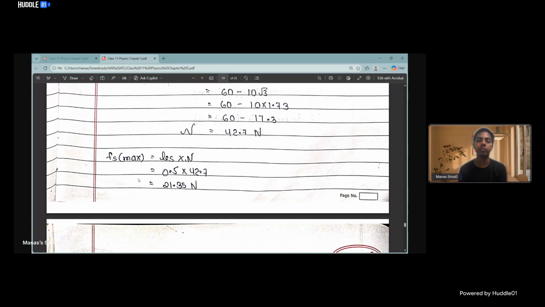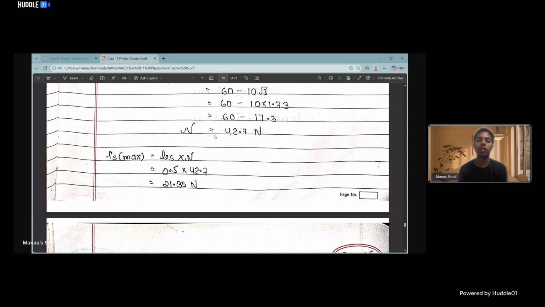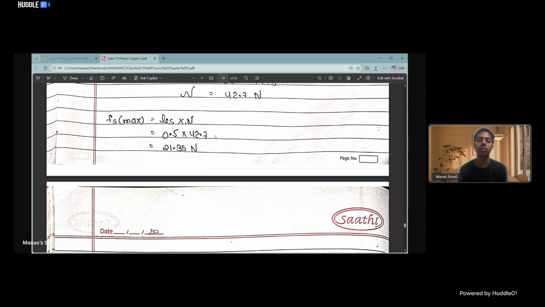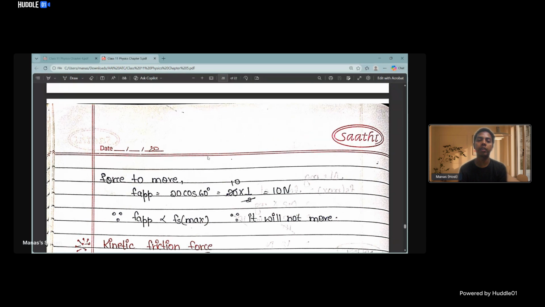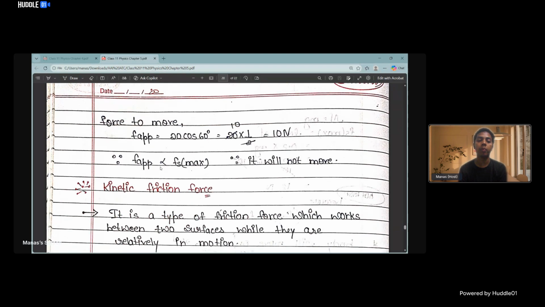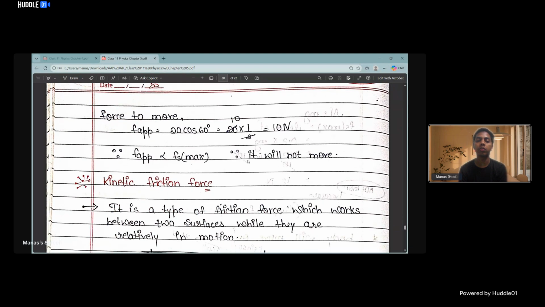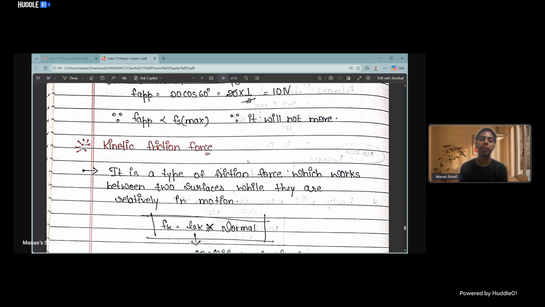Now friction, what is the static friction value? Mu s into N is 21.35 Newton, and the normal is 42.7 Newton. The force applied is 20 cos 60, so it is 10 Newton. Again you can see the friction is 21.35 Newton, but the applied force is 10 Newton. So the body will not be moving.